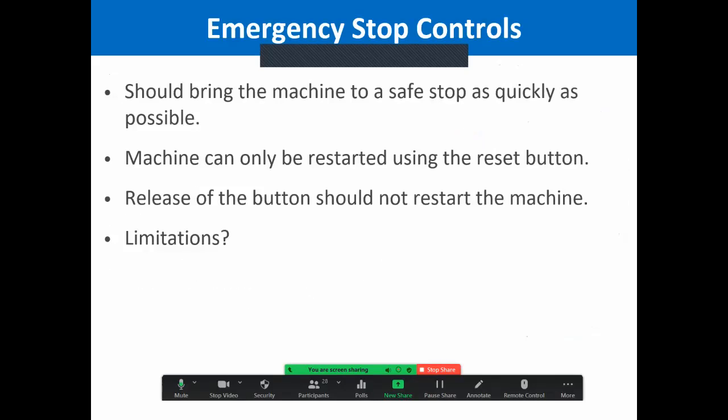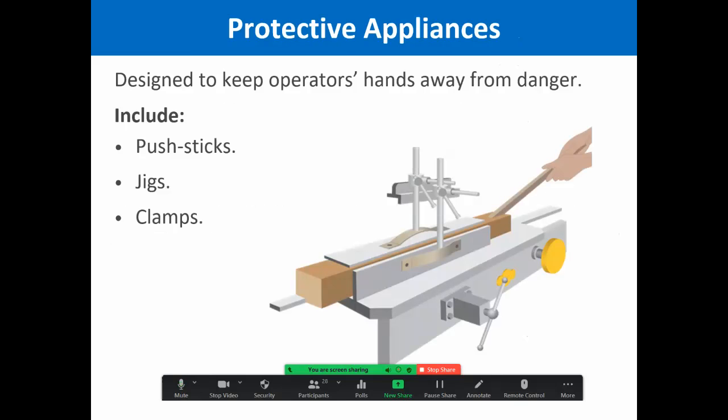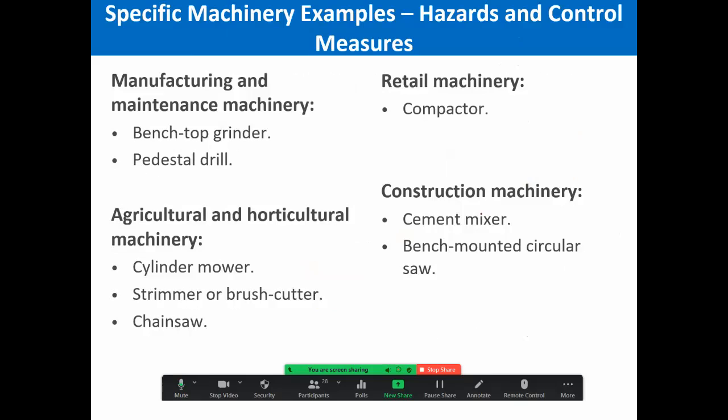Emergency stop controls should bring the machine to a safe stop as quickly as possible. The machine can only be restarted by using the reset button, and release of the button shall not restart the machine. Protective appliances, various appliances can be used such as push sticks, jigs and clamps, etc.